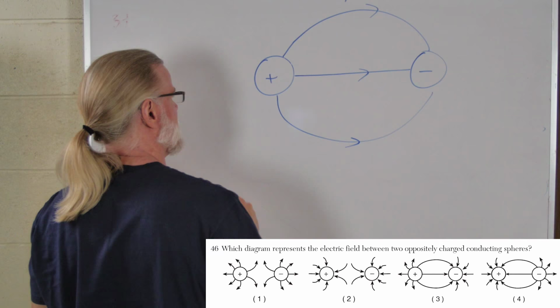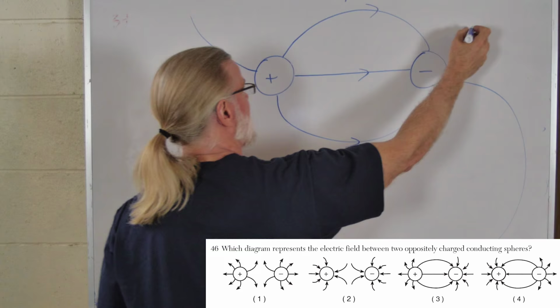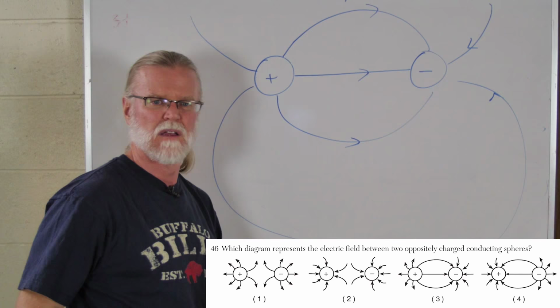And I hate that they draw these without them looping around. Really, what happens is they do stuff like this. Like this. Like that. Like that. All right? So know how to draw your electric fields around point charges.